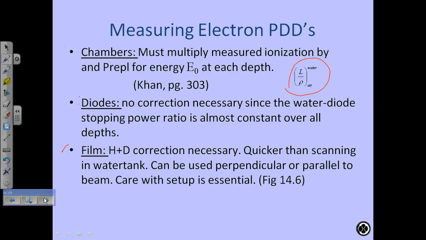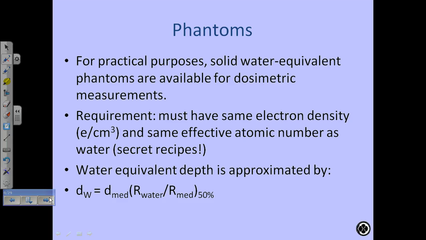And C, the film edge is recessed within the phantom, so that's the opposite. If the film edge is inside the phantom, you'll get things that look like this. So those are issues to consider if you're using film. But we don't tend to use film too much for PDDs.